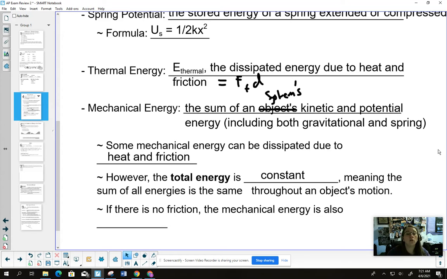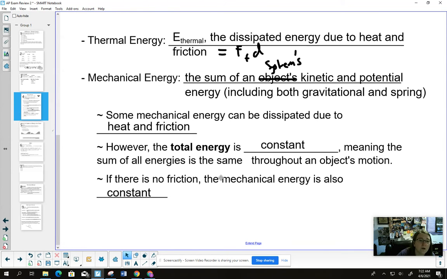So we say that total energy is constant, meaning that the sum of all the energies is the same throughout an object's motion. That's because if we add in that dissipated energy, that would equal the same thing throughout the entire time of an object's motion. Whatever energy an object has to start with, it's going to have all of that energy throughout until it stops its motion.